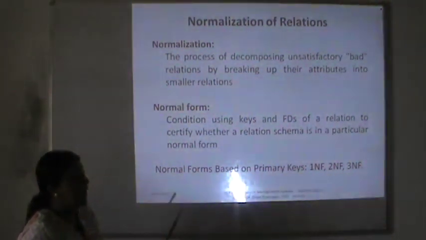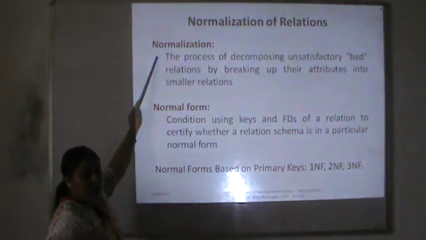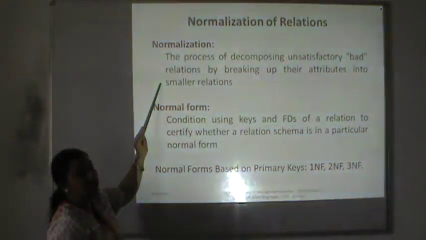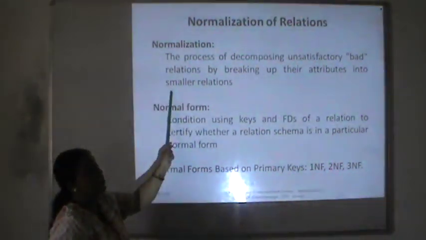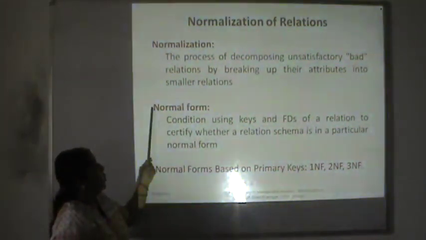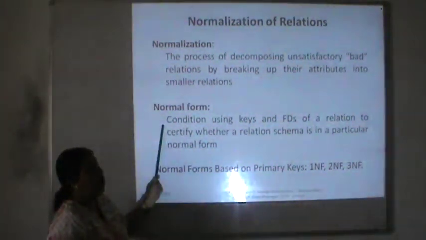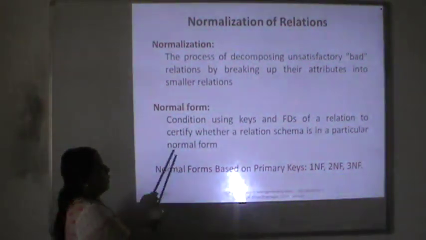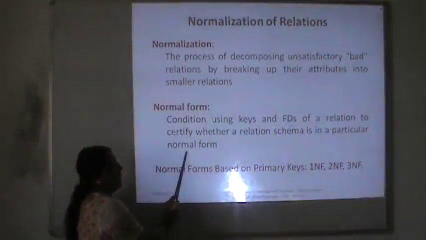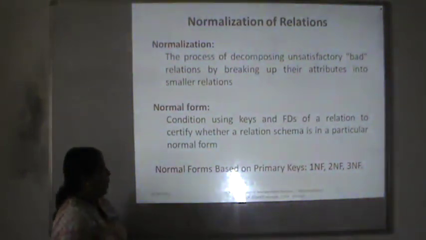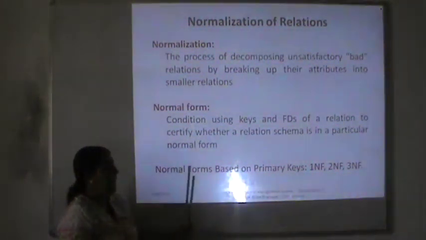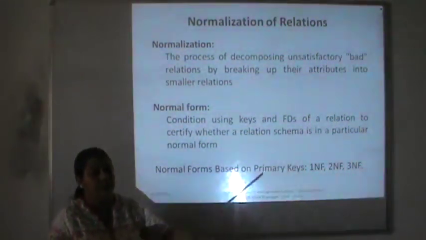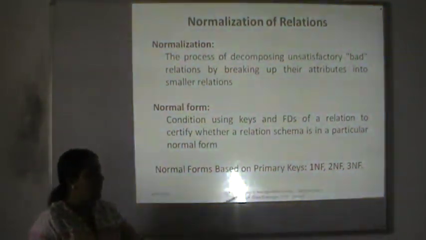Now, again I repeat, normalization is the process of decomposing unsatisfactory bad relations by breaking their attributes into smaller relations. What is a normal form? It is a condition using keys and functional dependencies of a relation to certify whether a relation schema is in a particular normal form or not. The normal forms that are based on primary keys are 1NF, 2NF and 3NF. It is 1st NF, 2nd NF and 3rd NF.